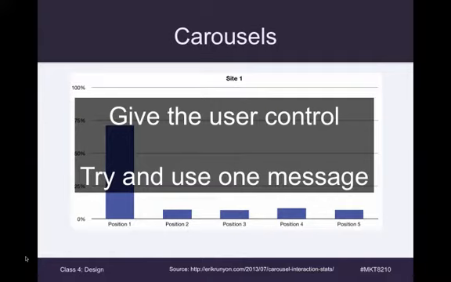is you should give the user control. Don't necessarily change it automatically, like have an auto-rotating carousel. Give the user control and give them a bit of a preview as to what they can actually see. So, for instance, if I were to draw it out for you, we have a slider that looks like that.